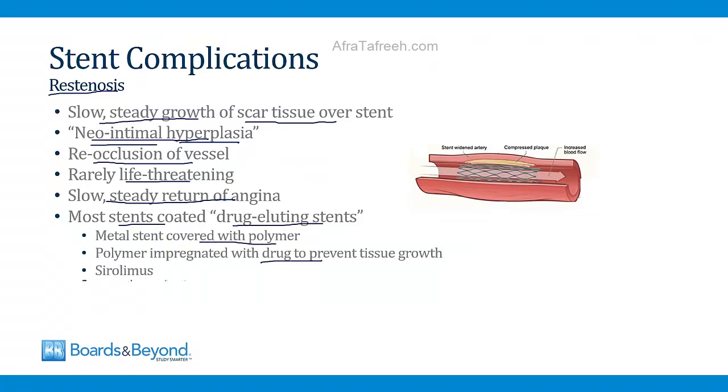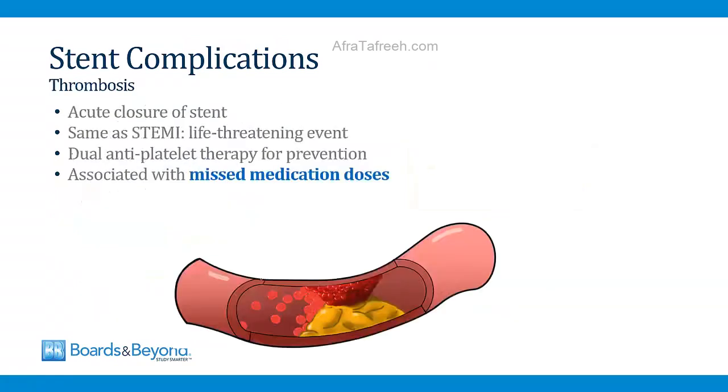Often the drug is sirolimus, but there are other drugs that can be used. And by using stents that are coated with a drug, that generally limits the rate of restenosis, so that's relatively uncommon. Second complication of stents is called thrombosis. It rhymes with restenosis, but is a totally different problem and much more dangerous. Stent thrombosis is the acute closure of a stent with a blood clot. This is the same pathophysiology as STEMI.